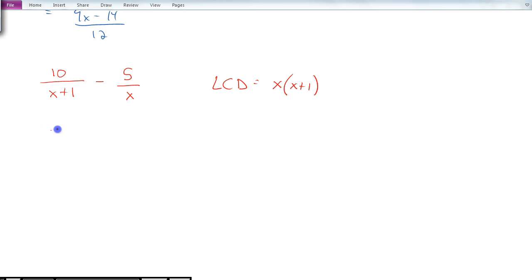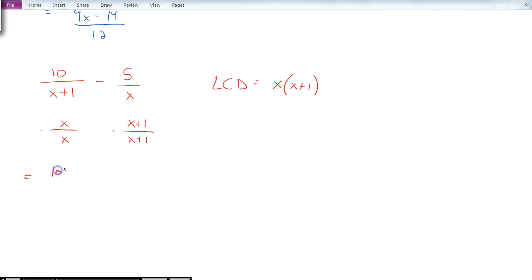Okay, so what do I multiply by to get the denominator x times x plus 1? Well, I have to multiply x over x. Remember, I have to be multiplying by 1. And this one, I'm going to be multiplying x plus 1 over x plus 1. That way I'll get the denominator that I desire. Okay, so I'm multiplying these two. I don't like putting a line there. I'm just going to put an equal sign.